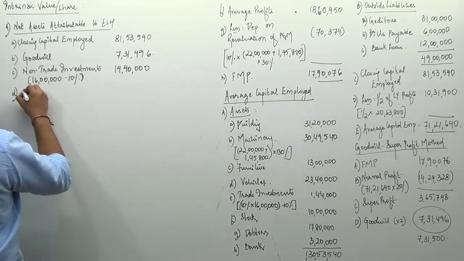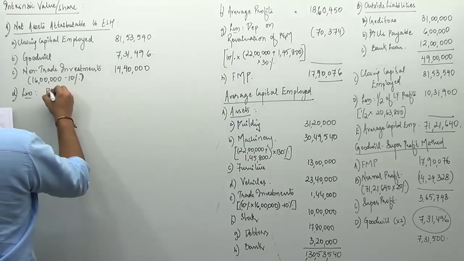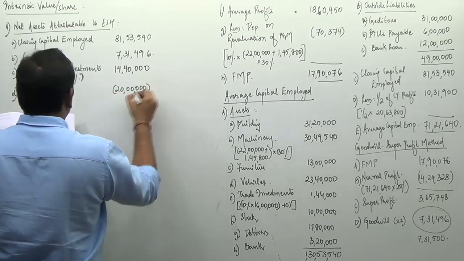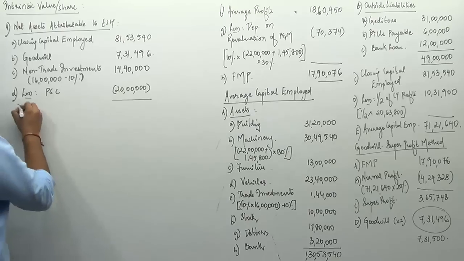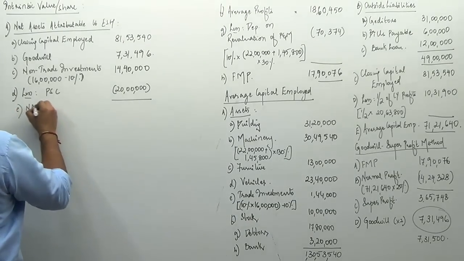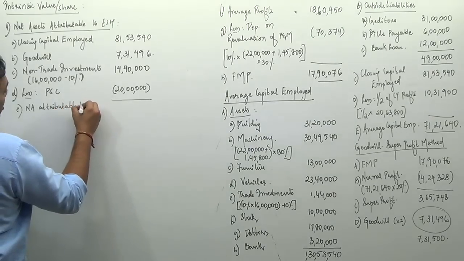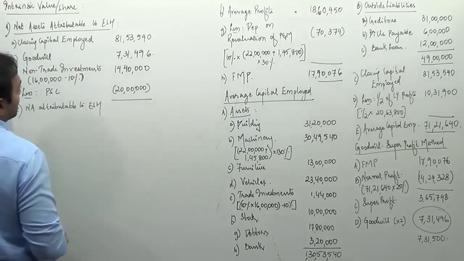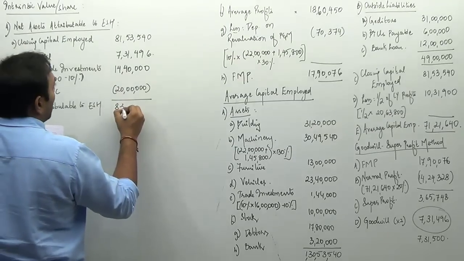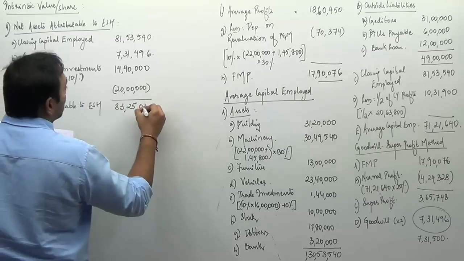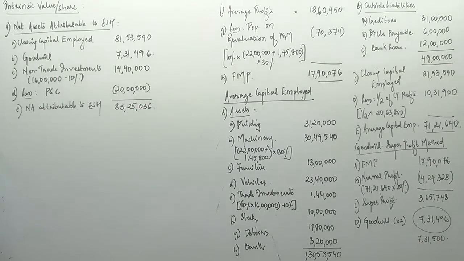Finally, final deduction comes for less: preference share capital being 20 lakhs. There's no arrears of dividend to be considered, guys, so I'm not taking that. So I've come down to net assets attributable to equity shareholders. Net assets attributable to equity shareholders is 25,036. Check the value. I hope that's right.